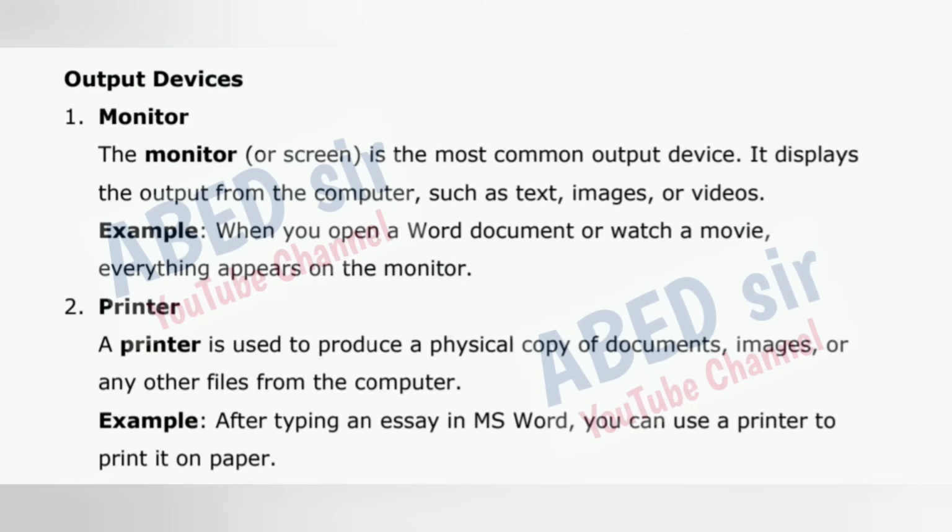Output devices. 1. Monitor. The monitor, or screen, is the most common output device. It displays the output from the computer, such as text, images, or videos. Example, when you open a Word document or watch a movie, everything appears on the monitor.